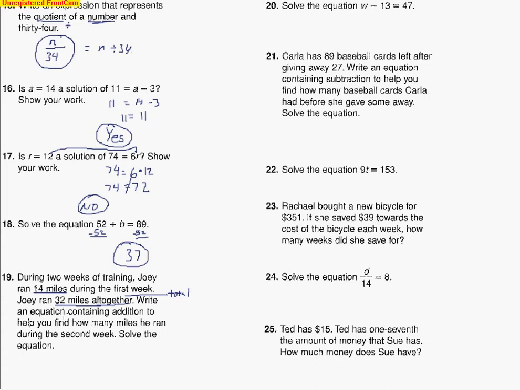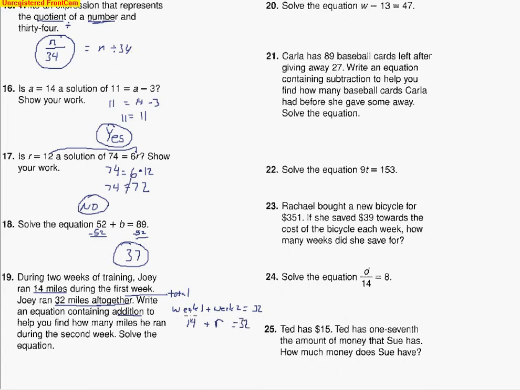It says, write an equation containing an addition sign to help you find the number of miles he ran that second week. And so basically it looks like this. Week 1 plus week 2 equals the 32 miles. And so what we know is it says Joey ran 14 miles during the first week. So 14 goes in place of week 1. We don't know what week 2 is. That's the unknown. So let's go ahead and put an r in place of week 2, just a different variable. You could use any variable there. And then equals 32.